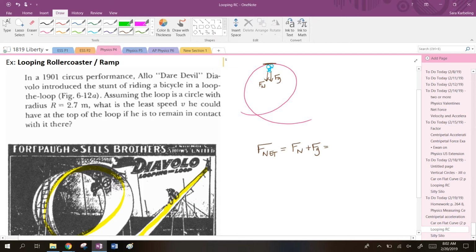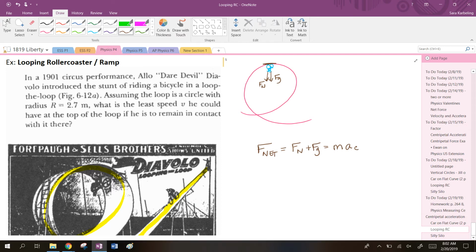Those result in a centripetal acceleration, and we can mark that by m times a sub c. Okay, we're assuming there's no friction. We're assuming that all we've got there, because he's just barely going around, is the normal force plus the gravitational force, which equals m times a sub c.